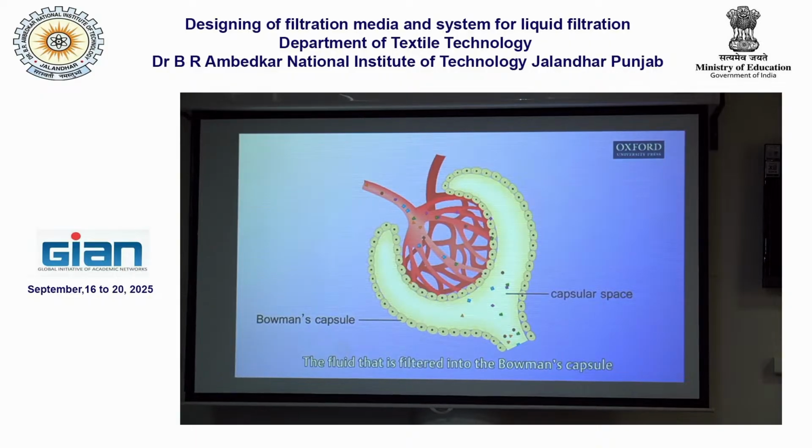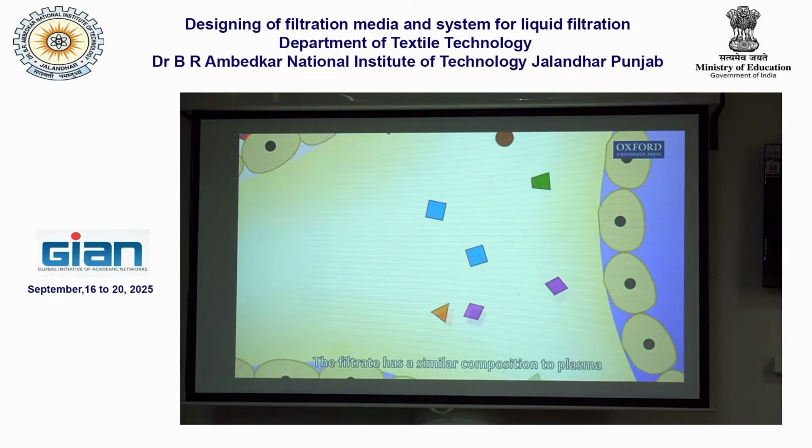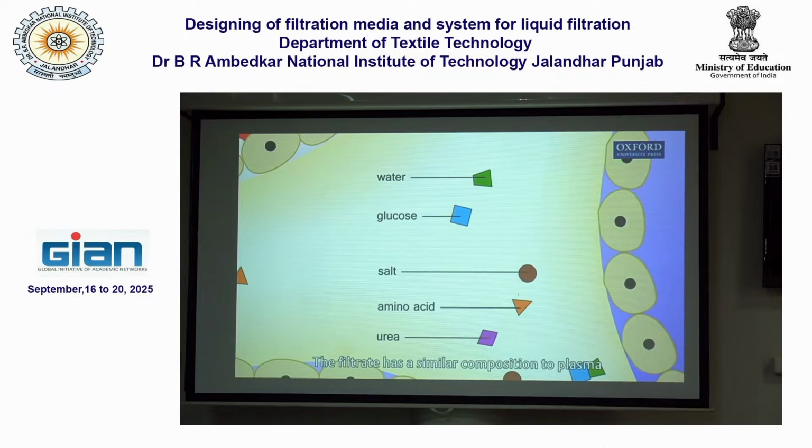The fluid that is filtered into the Bowman's capsule is called glomerular filtrate. The filtrate has a similar composition to plasma. However, no plasma proteins and blood cells are found in the glomerular filtrate because they are too large to pass through the walls of the glomerulus and the Bowman's capsule.